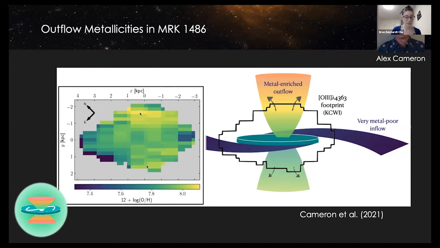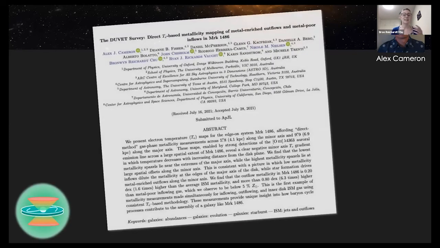The areas of lowest metallicity are at the edges of the disk on the major axis. So this suggests that Markarian 1486 is being fed by a very metal-poor inflow. The gas is then converted to stars, and the star formation is driving an outflow of metal-enriched gas. And as V said, this work has been published in a recently released paper. Check the archive and look out for the media release, which had that super cool video which we saw earlier.